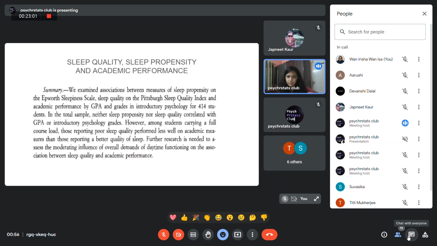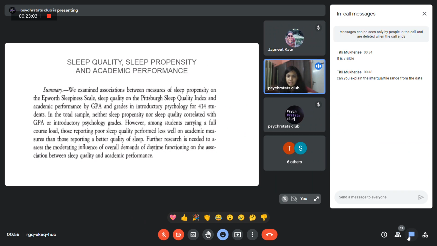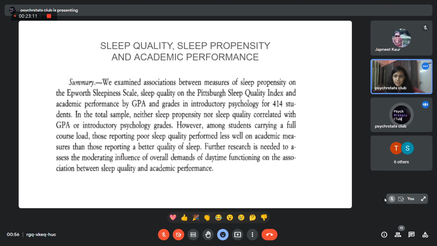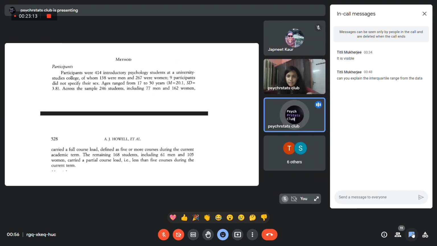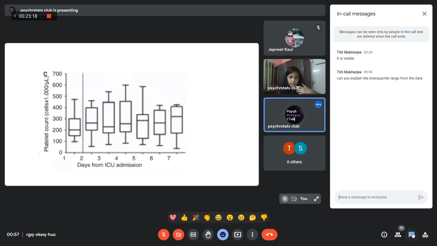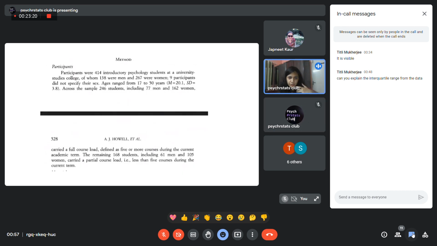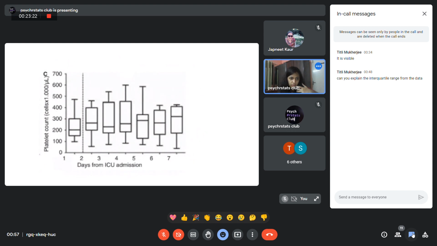So this is all there is for descriptive statistics for now. Pooja, next, there's a question by Titli saying, can you explain the interquartile range from the data? Okay, so which data are you talking about? This? I'm waiting for Titli's response. She said yes, so interquartile range.